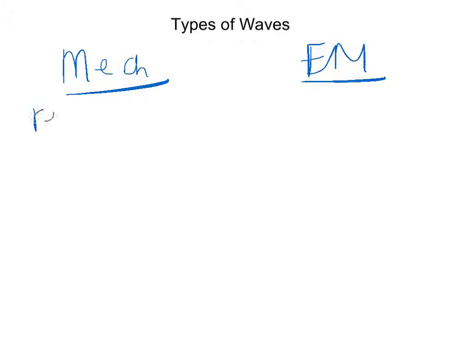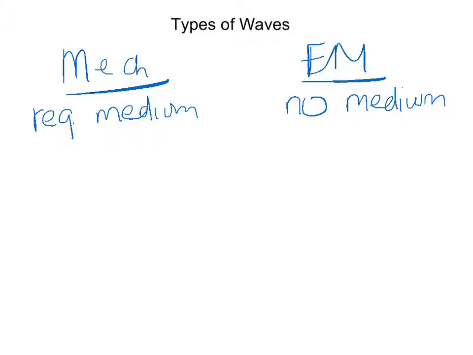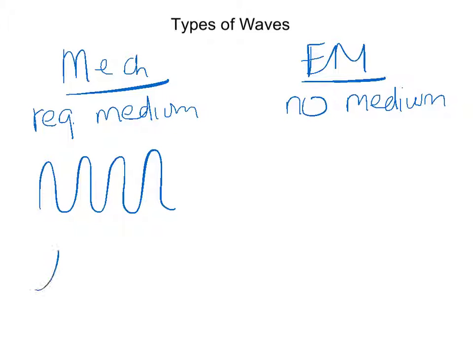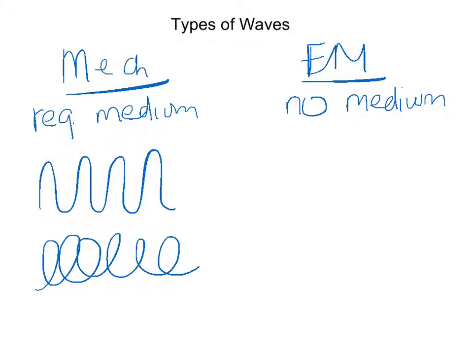Mechanical waves require a medium, while electromagnetic waves do not require a medium. Now, mechanical waves, because they require a medium, simply means that they need some type of matter, solid, liquid, or gas, in order to help transfer the energy from one place to the next. And mechanical waves can either be transverse waves or longitudinal waves. And then you have electromagnetic waves, which are just transverse.